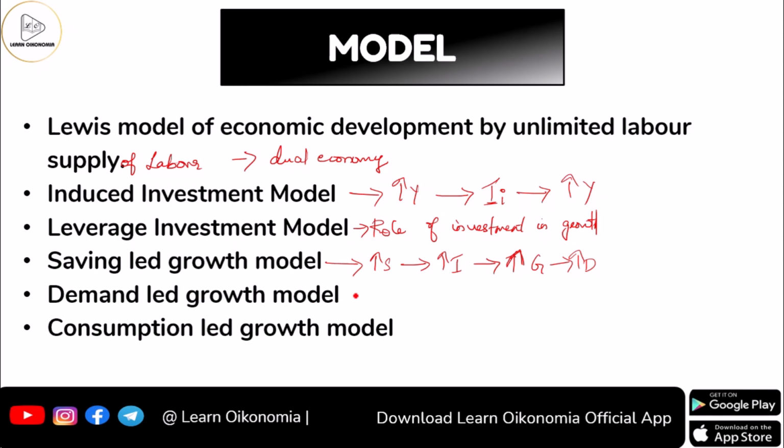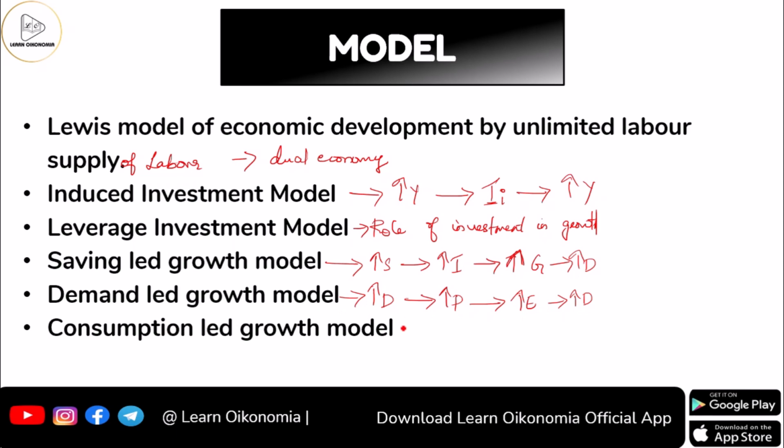Then the demand-led model. What does demand-led model mean? Whenever you have more demand in the economy, you can produce more, production will be happening, and this can help us to go for exports as well, and this will increase both growth and development.